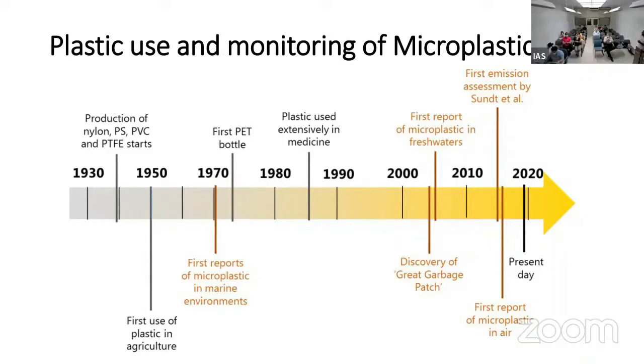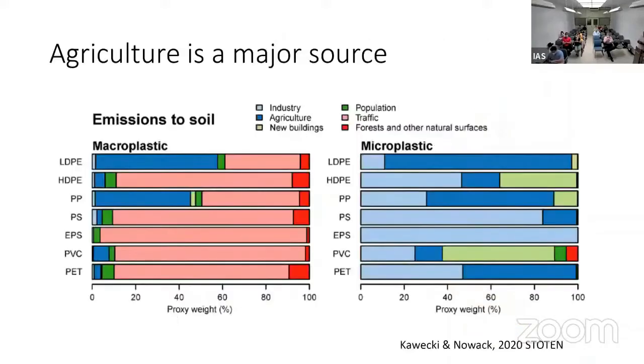Where does microplastic come from? We talk about the different industries and sectors that contribute microplastic or macroplastic to the soil. Agriculture is the main source of macro and microplastic emission into the soil. If you look at the blue color here, it indicates that the main source of microplastic in the soil comes from agriculture.